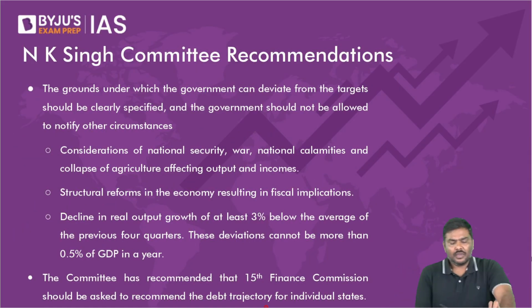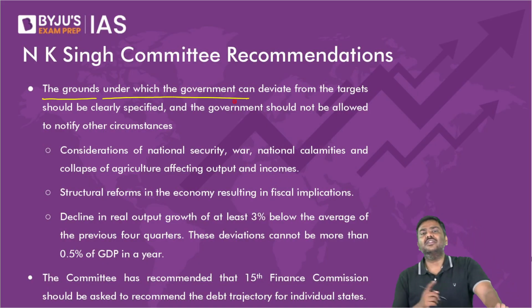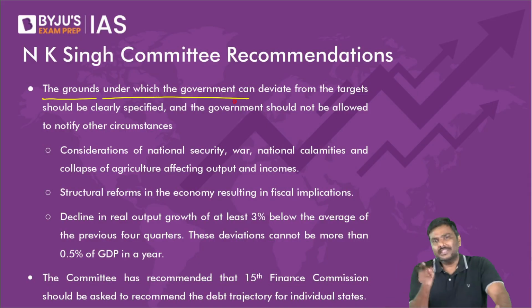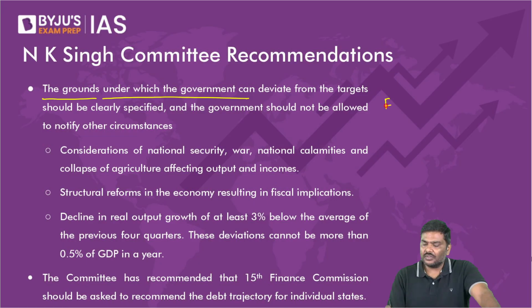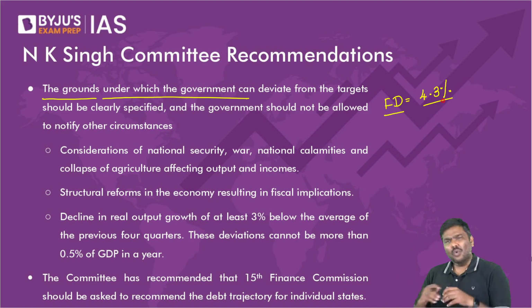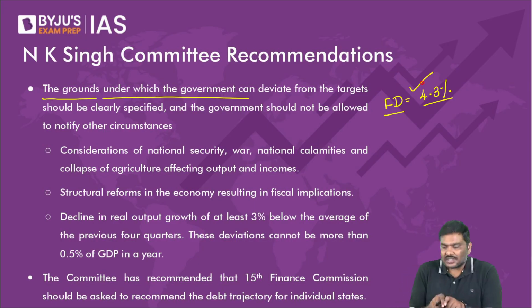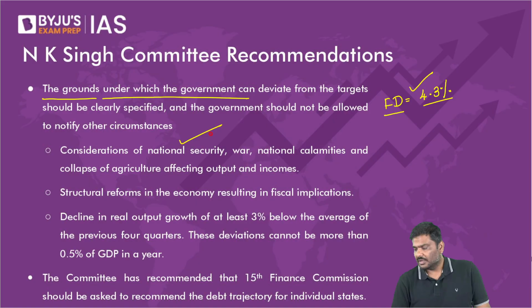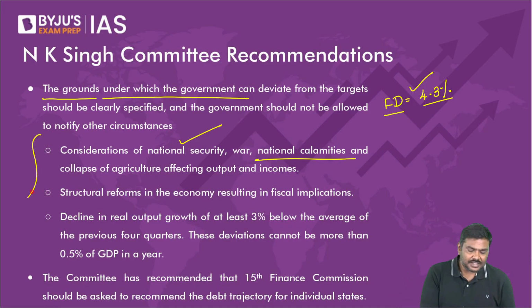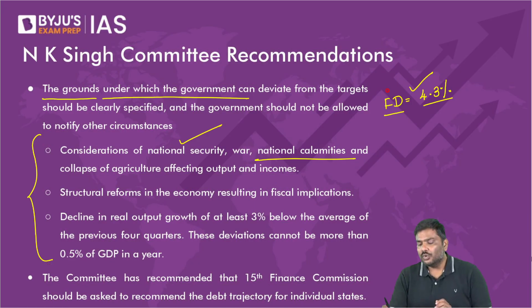Next one, the grounds under which the government can deviate from the target. Under what situation can the targets be deviated? Let's say you have kept a target of fiscal deficit of 4.3% this year, a hypothetical number. Under what circumstances will you be allowed to exceed or change these targets? For example, if there is war, if there is a drought-like situation, if there is a national calamity, etc., these are the situations wherein you will be allowed to alter and expand your deficit targets.